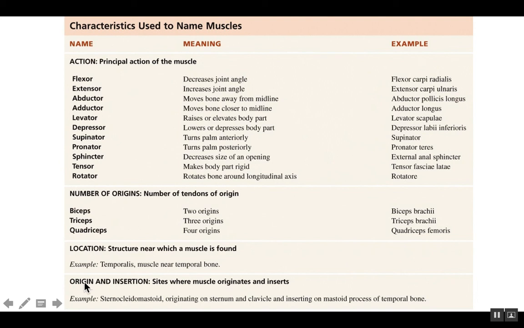Finally, we have what's called the origin and insertion. These are the sites where the muscle attaches. Again, we'll look at this one when we get into the neck, but there's a muscle that originates at your sternum and clavicle, and it inserts, it attaches to your mastoid process. So it's known as the sternocleidomastoid. If you get to a muscle and you don't know why it was named, look up the meaning of the names used in the muscle.